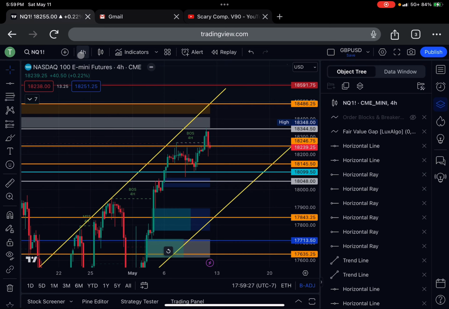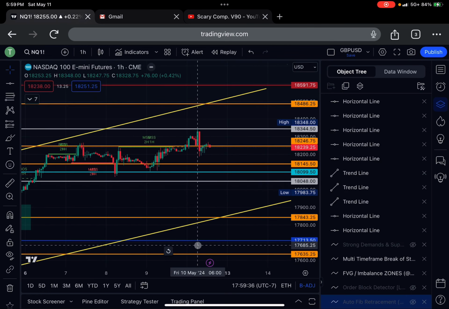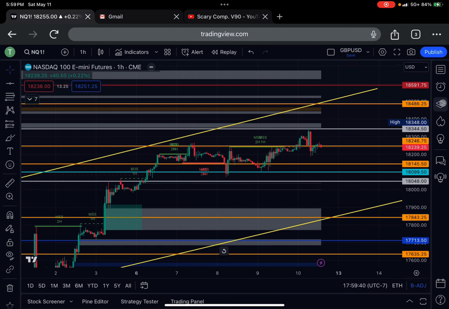Could happen tomorrow, Monday, could happen Tuesday. Could happen Monday or Tuesday. Who knows? So we go to 1 hour. I don't really look at the 2 hour and 3 hour mainly, but I always look at the other lower time frames.